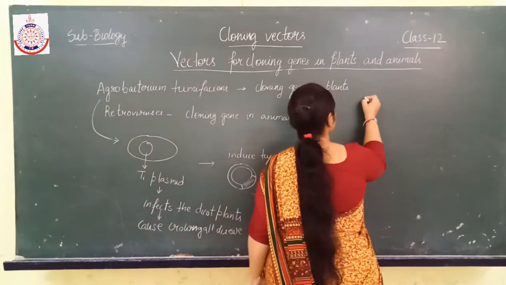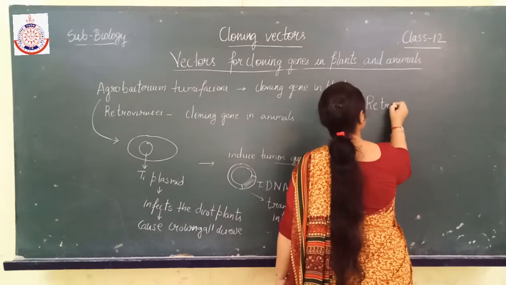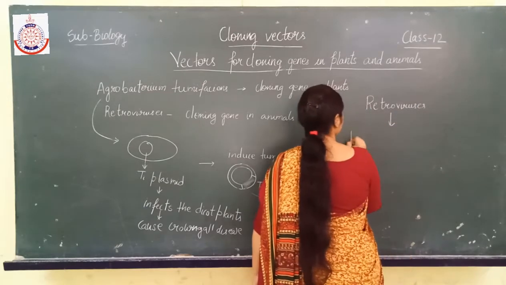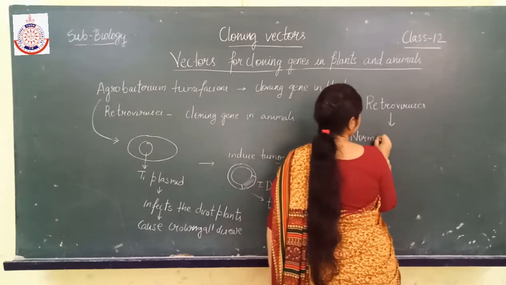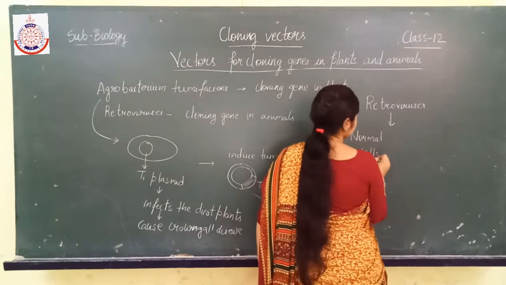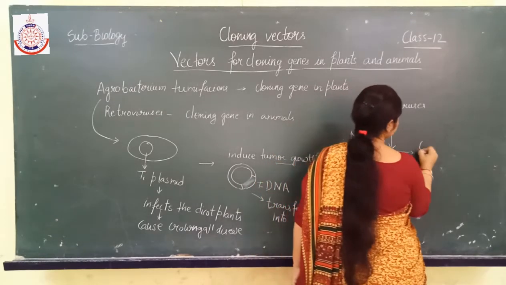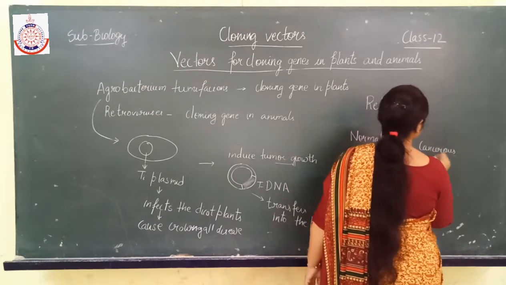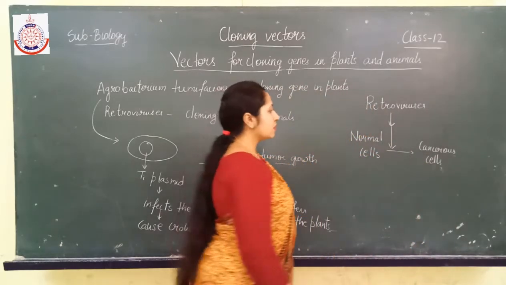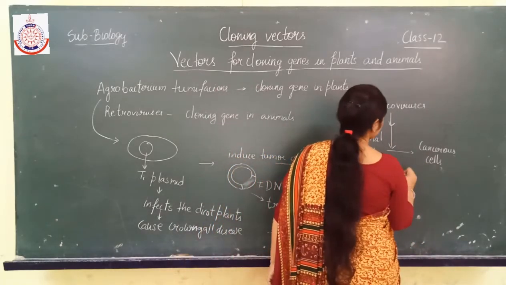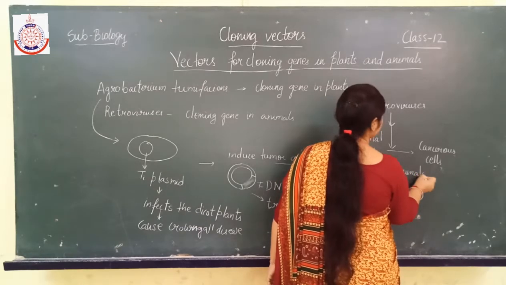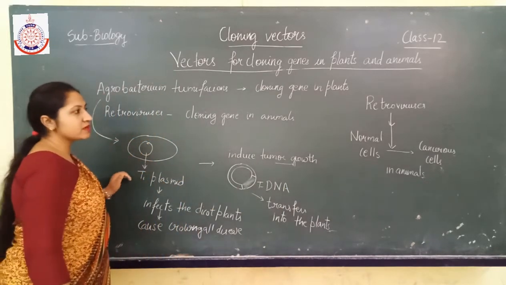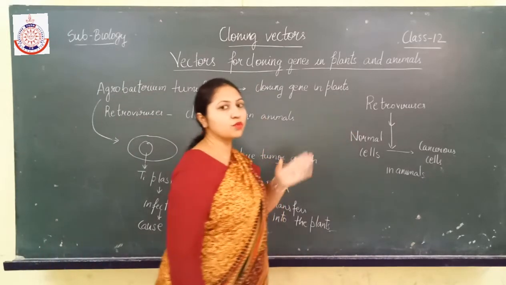Now next, retroviruses. Retroviruses are responsible for converting the normal cells into cancerous cells in the animals. So we can use the Ti plasmid as well as the retroviruses as vectors.